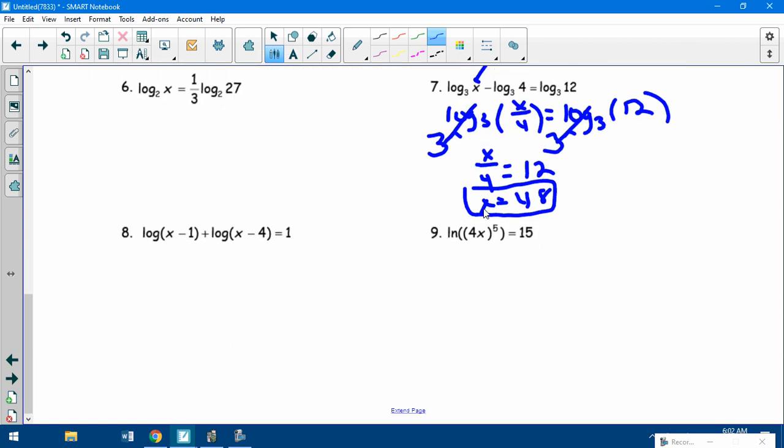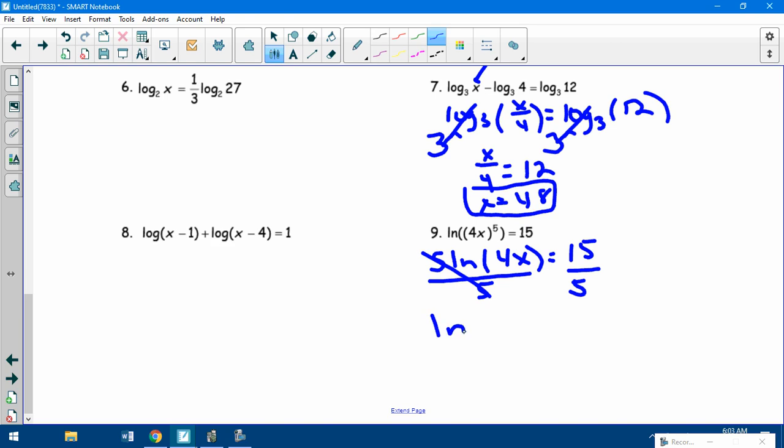And the other one I said I would do was number 9. There are different ways to do it. You could exponentiate by e right away, but the easiest way, when I see a 5 in an exponent and a 15 on this side, I'm thinking, well, those divide evenly. So I could make those divide if I use my log property and pull that 5 out front. So 5 ln of 4x equals 15. And then I can divide by 5.